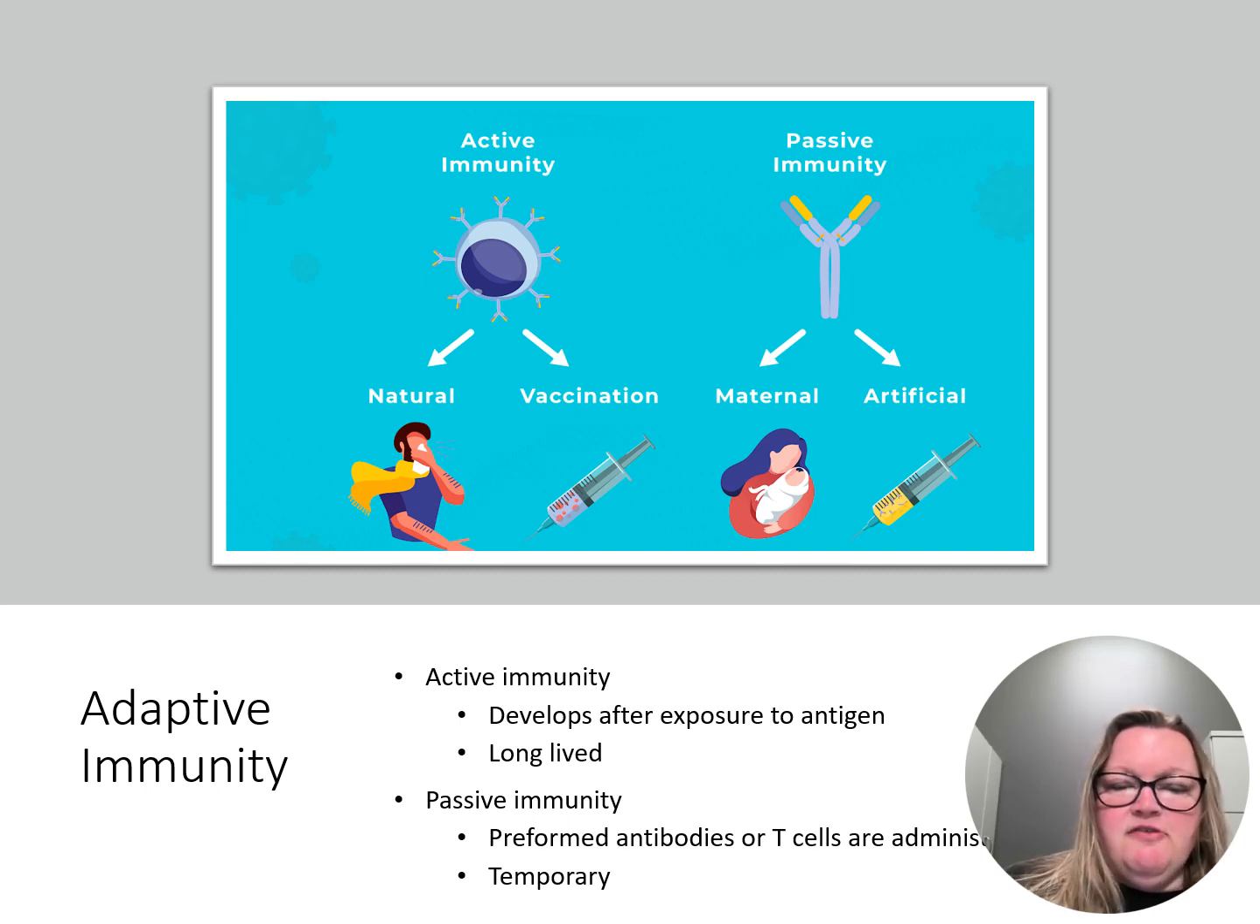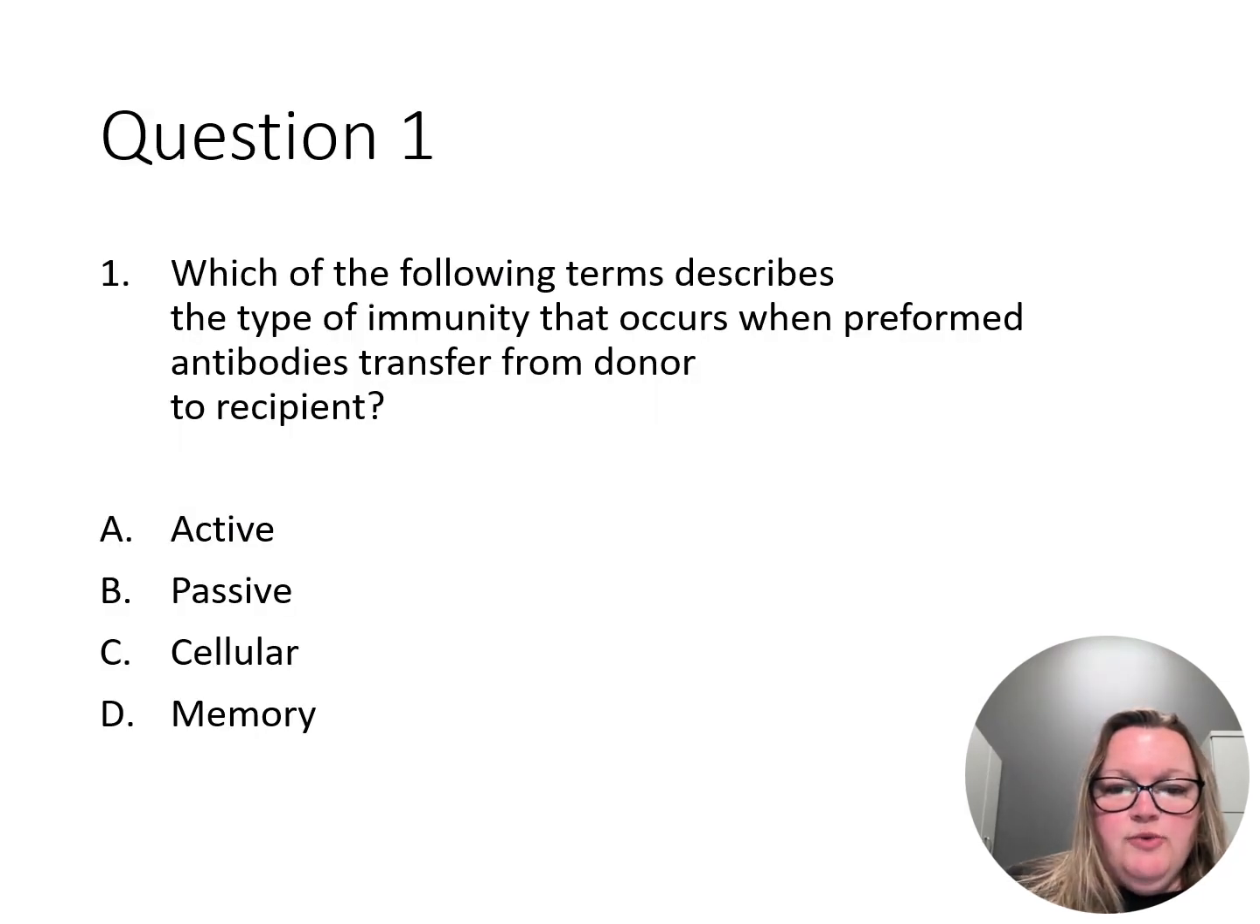There's a big difference between these two. Active immunity is pretty long-lived, and passive immunity is only temporary because the donor's antibodies or T cells are eventually destroyed. Let's do a quick question here. Which of the following terms describes the type of immunity that occurs when pre-formed antibodies transfer from donor to recipient?